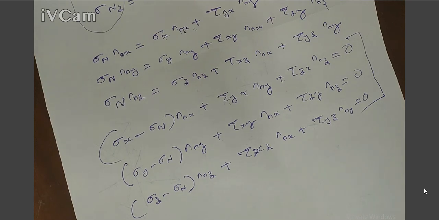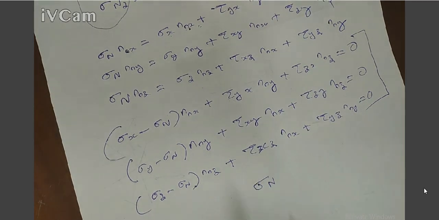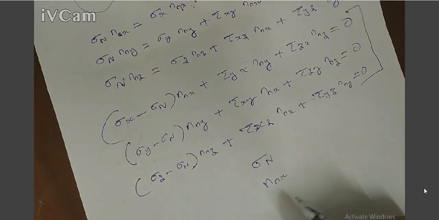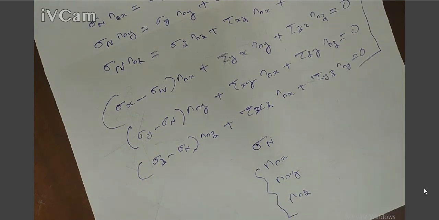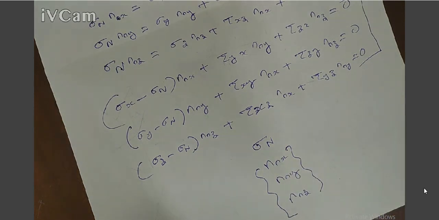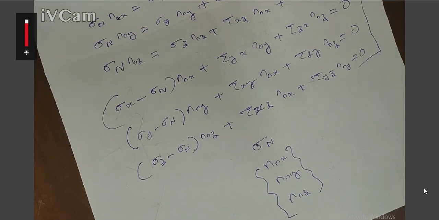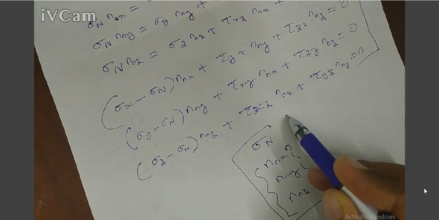What are the other unknown values? Sigma n is an unknown value in this equation. Then nnx is an unknown value, nny is an unknown value, and nnz is an unknown value, because we don't know the position of the principal plane. If we knew the principal plane position, we could calculate these three direction cosines. So these are the four unknown values in this equation.